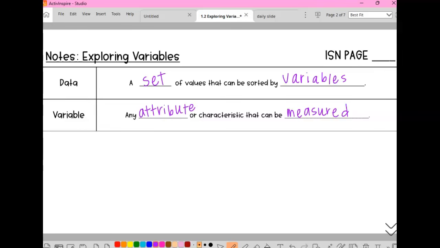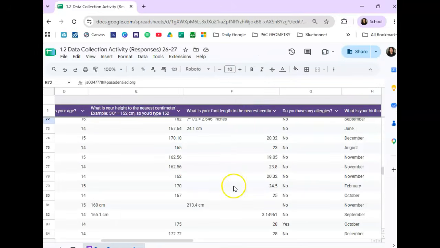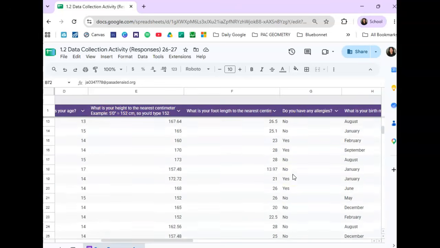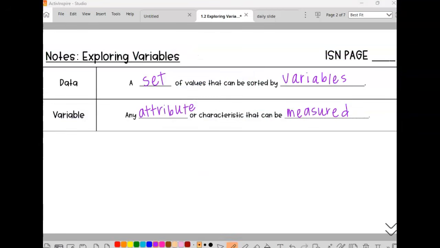Okay? So for my visual learners, I'll show you so we can put a visual to the words. Here's the data from the activity, right? Everything here in the white and gray rows is the data. Everything in the purple are the variables we measured. So again, your birth month, your allergies, yes or no, your foot length, those are the variables. But everything here was the data. Okay? Understood?